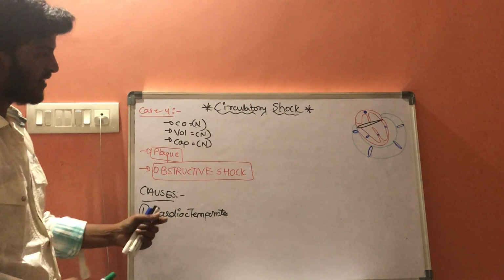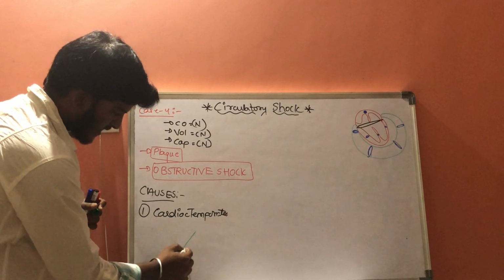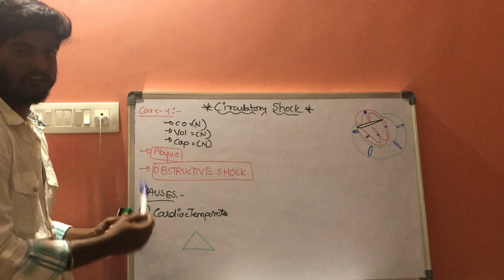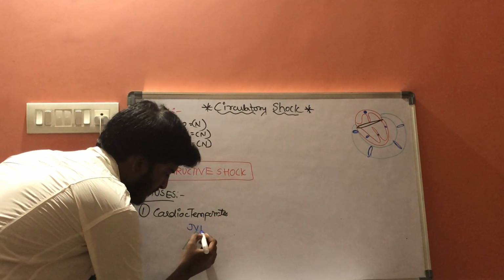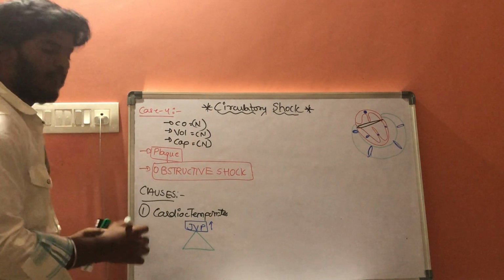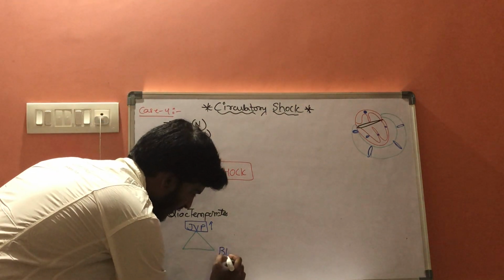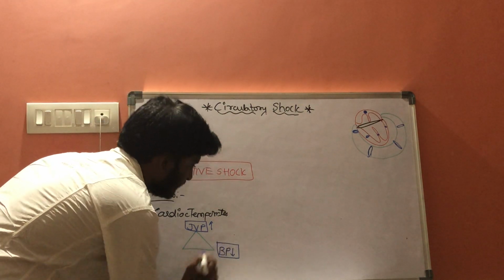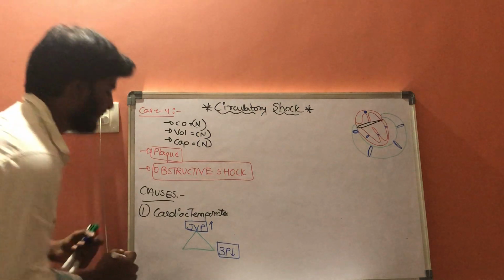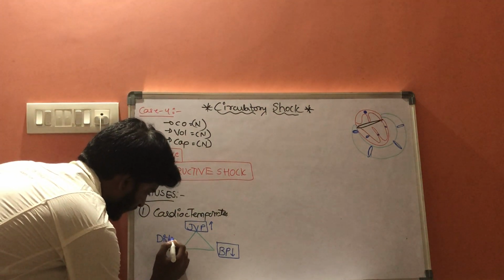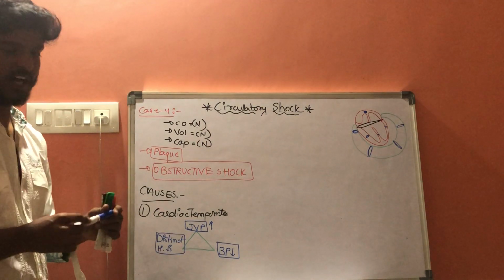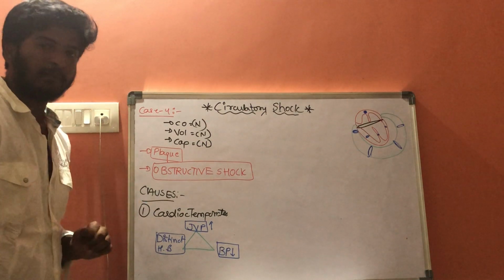Now, if a person is suffering from cardiac tamponade, there is a chance of three conditions. First one is increase in jugular venous pressure. Second condition is blood pressure will be decreased. And third one is the person suffering from cardiac tamponade is having a distinct heartbeat. First cause is cardiac tamponade.